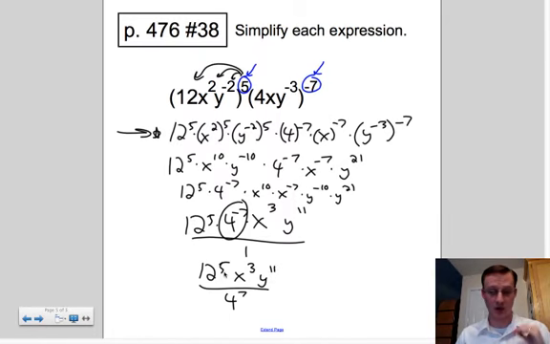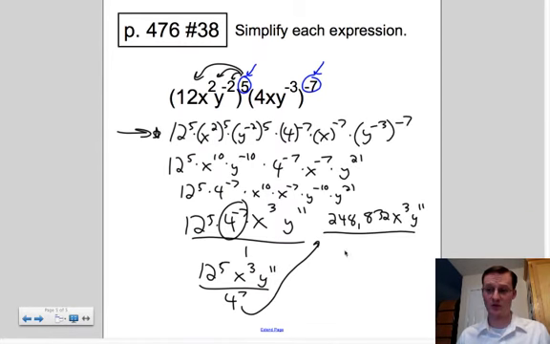12 to the 5th, go ahead, multiply that out. And I know it's ridiculous, but you're going to get 248,832 x to the 3rd, y to the 11th, over, and then 4 to the 7th, 16,384. So you're just going to reduce this down. Now, if you don't have a calculator, divide by 2, divide by 2, keep doing that, divide by 3, just reduce it as much as you possibly can.